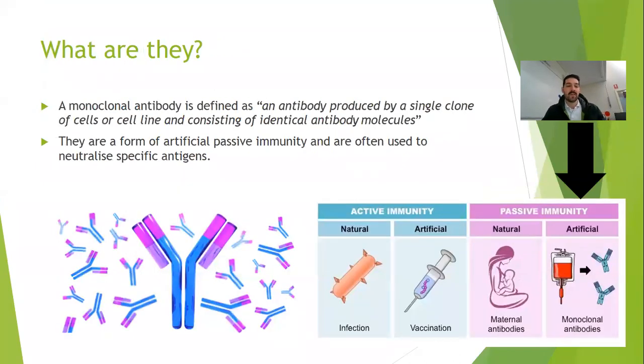So monoclonal antibodies, well, what are they? Well, they're defined as an antibody produced by a single clone of cells or a cell line, and they consist of identical antibody molecules. That's where that term mono, meaning one, and clonal, meaning clone, comes from. So they're a form of artificial passive immunity. So that means that if we take these antibodies, we have no long-term memory. It's just for that short-term ability to attack certain antigens. And so that fits into the category of artificial passive. I'm going to go through how they're actually made and what we use them for.